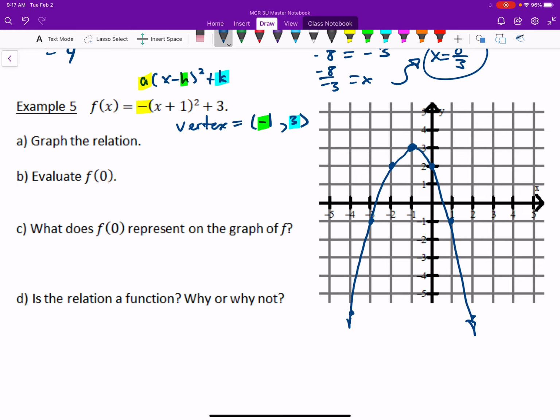Okay, so there's the graph. Evaluate f at 0. Well, I could use the equation, but I could also just use the graph. F at 0 just means find the point on the graph where x equals 0. I can clearly see that it equals 2. What does f at 0 represent on the graph of f? It represents the y-intercept, or we could call it the f-intercept.